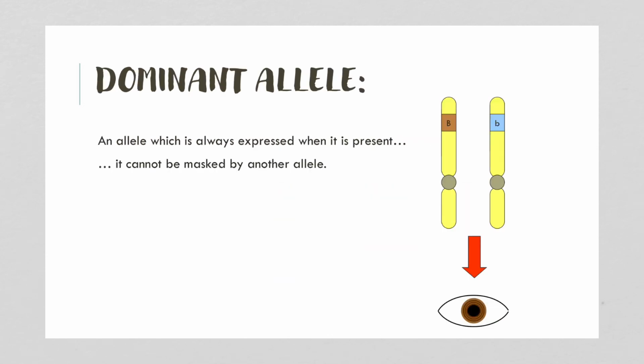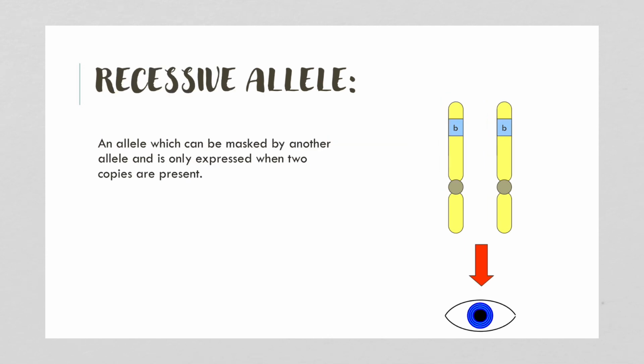A dominant allele is an allele that's always expressed when it's present, so it can't be masked by another one. With a dominant allele, you only need 1 copy. So you could be big B big B or big B little b to have brown eyes. You can't mask it with another allele. You only need 1 copy. A recessive allele is an allele that can be masked by another allele and is only seen when you have both copies of the recessive allele. So little b little b will give you blue eyes.